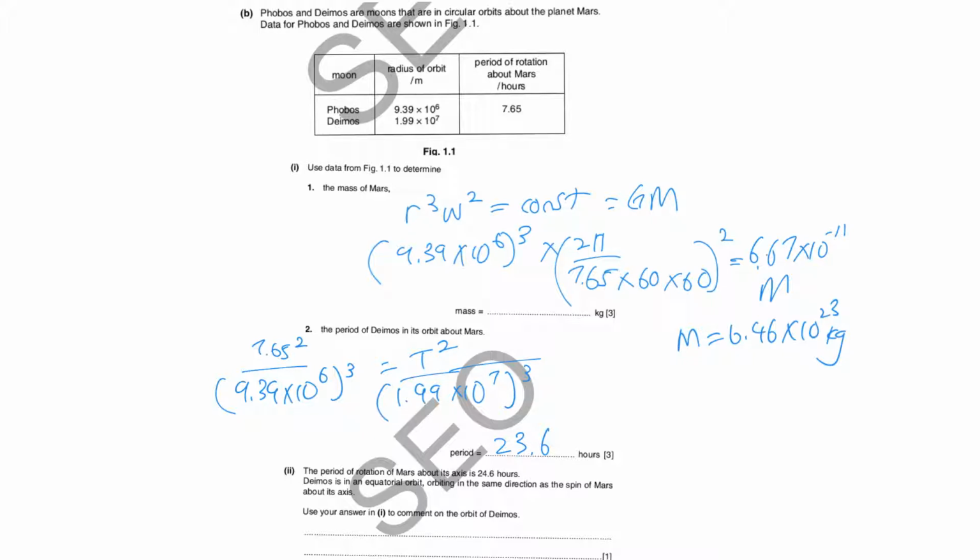Or you can also say that the period of Deimos is shorter than the period of rotation, which means the satellite is moving faster around Mars than the rotation of Mars itself. Imagine you're standing on the surface of Mars. If you look at the moon Deimos, since it's moving slightly faster than the rotation, you'll see the moon slowly moving across the sky, because relatively it's slightly faster. Therefore you can also say Deimos is seen to move slowly across the sky.